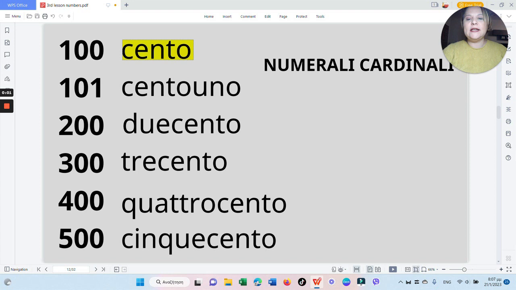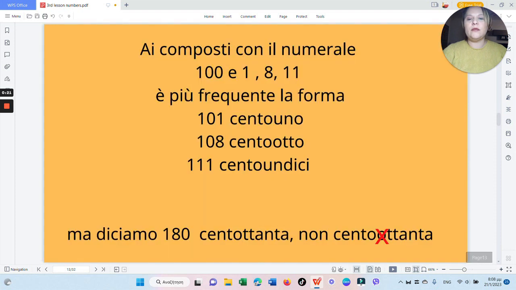100, 101. I say 101 without eliminating the vowel. 200, 300, 400, 500.